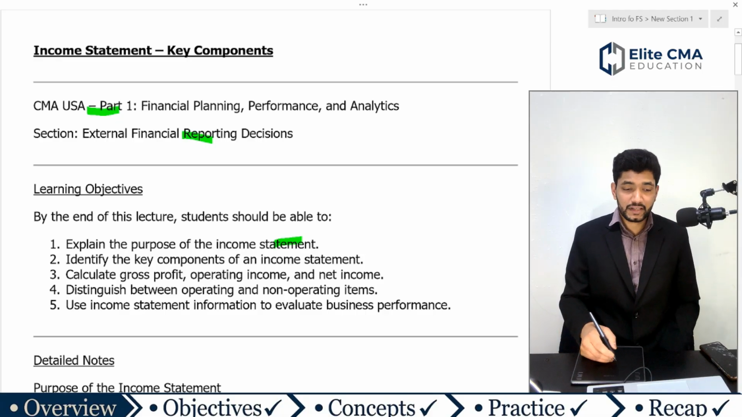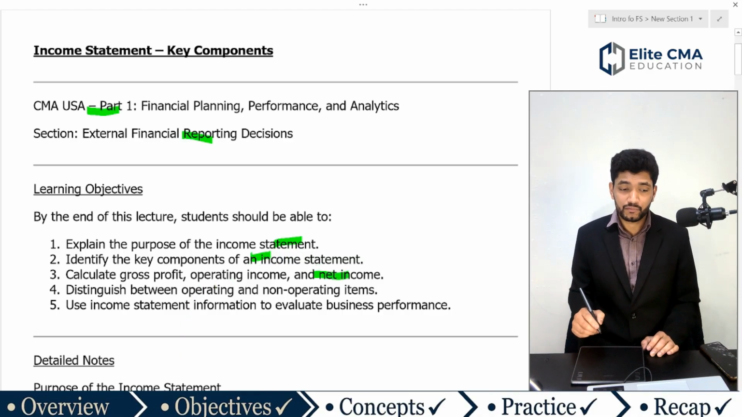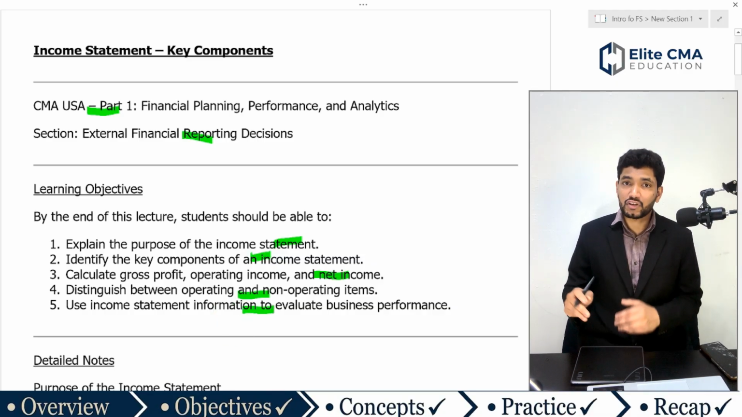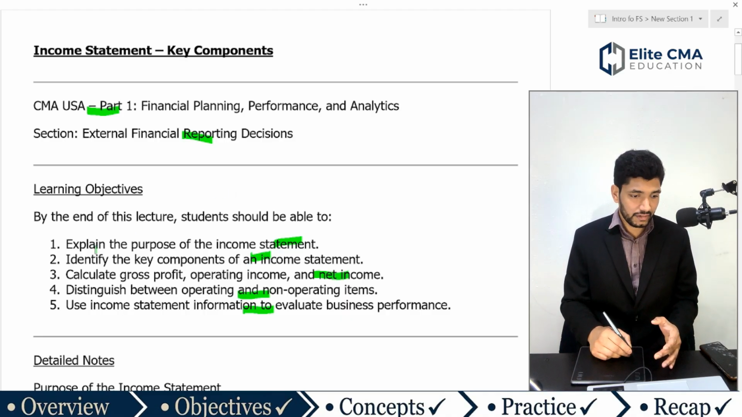Then identify the key components of an income statement, and calculate gross profit, operating income and net income. And distinguish between operating and non-operating items. Also, use income statement information to evaluate business performance. So these are the key learning objectives of today's discussion. So let's get started.